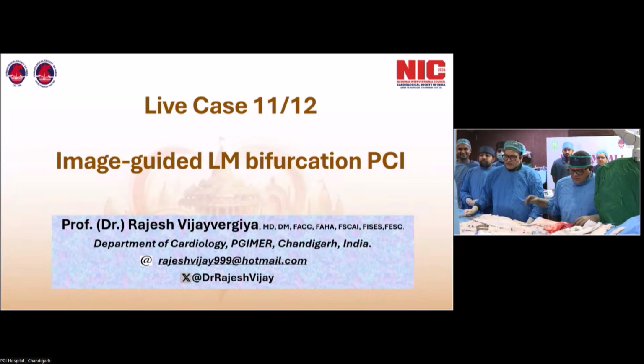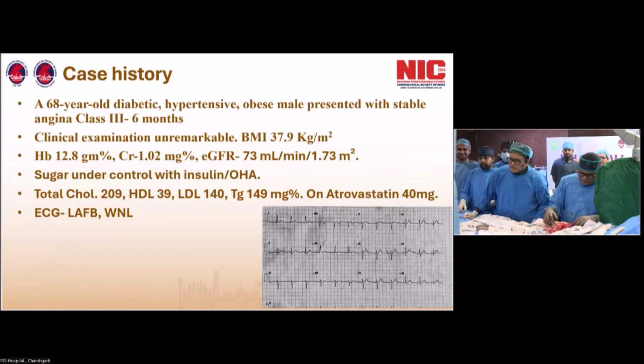So thank you, sir. Here we have a case. A 68-year-old diabetic hypertensive male. He is morbidly obese. He presented with stable angina class 3 for the last 6 months. The clinical examination was unremarkable, and BMI is 37.9 kg per meter square. His hemoglobin is 12.8 gram, creatinine is 1.02, and eGFR is 73 ml per minute per 1.73 meter square. Sugar was under control with insulin and OHA.